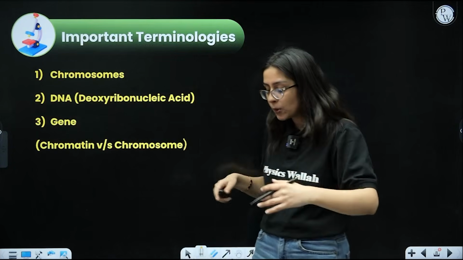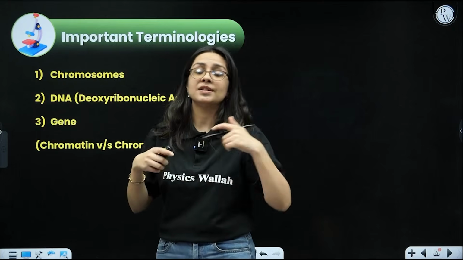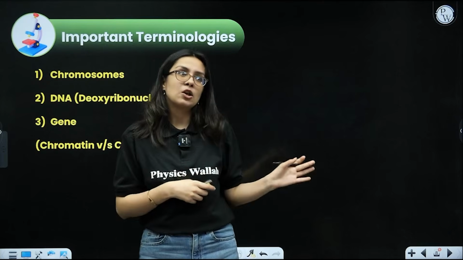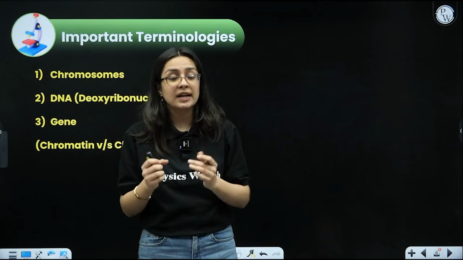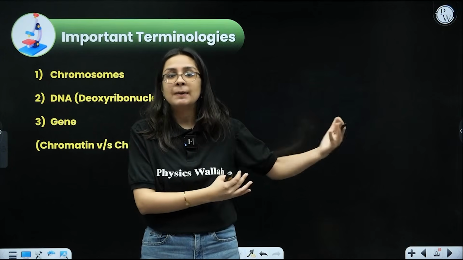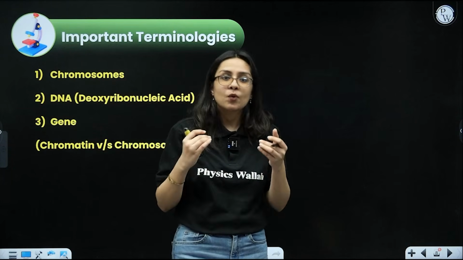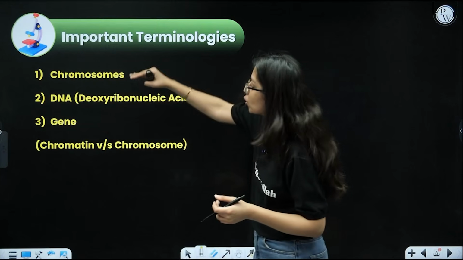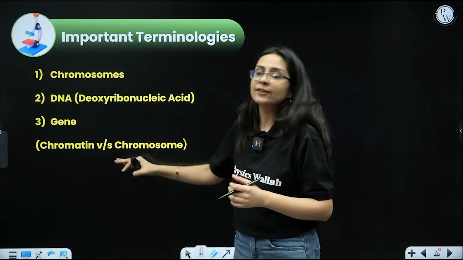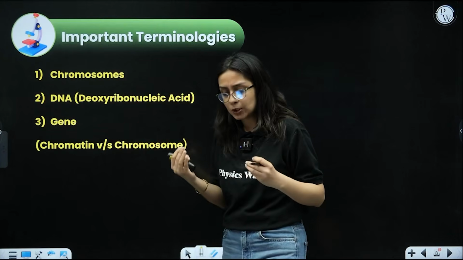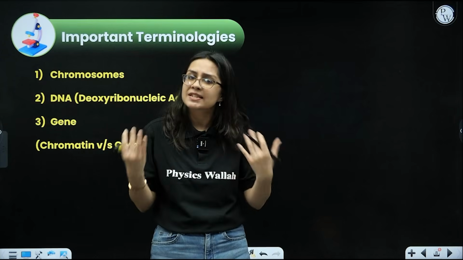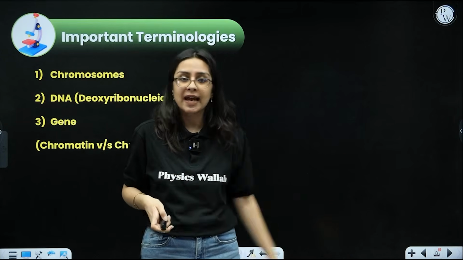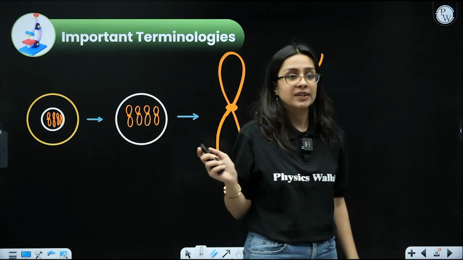Now, before we jump on to heredity, the principles of heredity, Mendel's laws, Mendel's genetics, we should first understand some terms so that all of our journey coming up is very smooth. So we will first cover some basic terms like chromosomes, DNA, gene, and chromatin versus chromosome. Although we have covered this in the previous lecture also, if in case you have missed out on that, I will just give you a quick recap over here so that you are well versed with these terms.